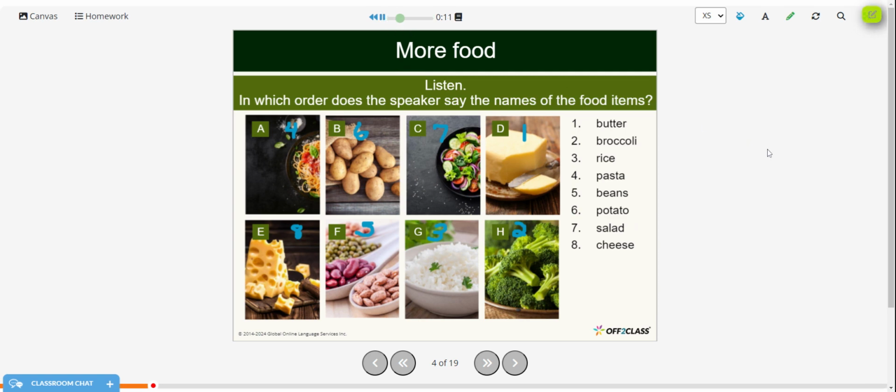Salad, rice, pasta, potato, broccoli, beans, cheese, butter.